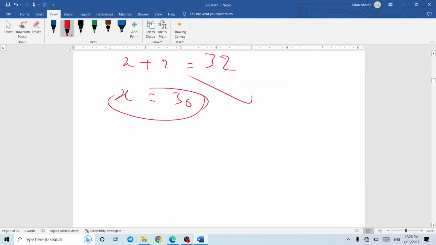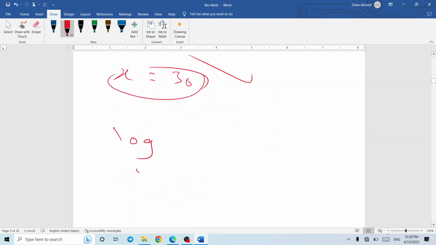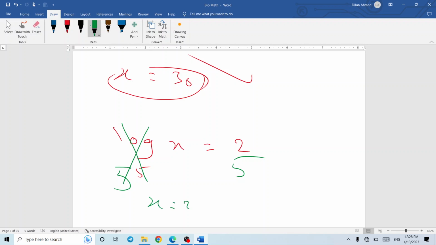Look. If I have log base 5 of x equal to 2, how do we solve that one? I say, look, 5 to the 5, this one cancels. x is equal to 25. Did you understand? It's easy.